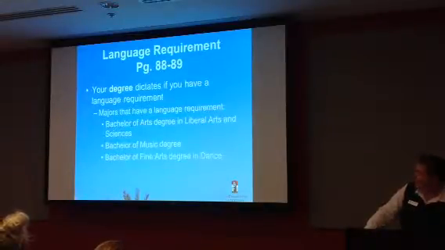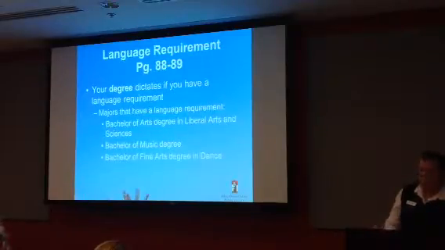The next type is Bachelor of Fine Arts in Dance. These students must show competency that is equivalent to 2 semesters of a college-level language other than English, so slightly different based on the type of degree.